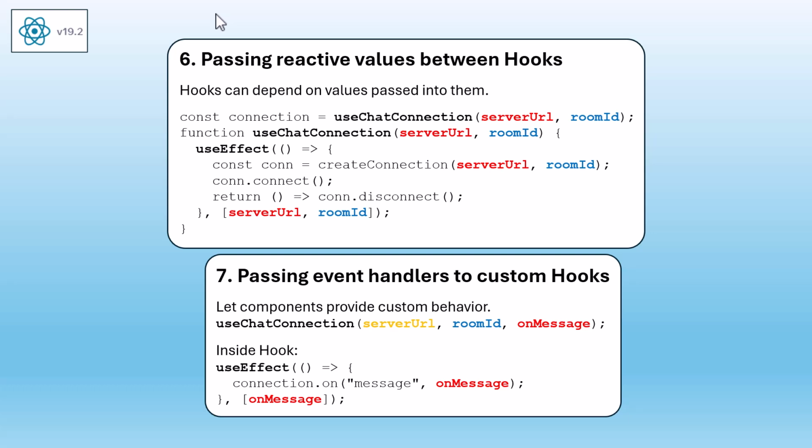One hook might handle joining a chat room connection given a server URL and room ID. Another hook might handle tracking online, offline status. You can combine them as needed.